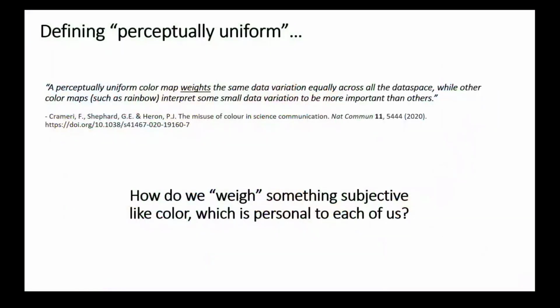So defining perceptual uniform, this is kind of tricky because color is something that's personal to each of us. For example, what I see as blue may be what you see as orange or yellow, perhaps. So how do we define perceptually uniform? The best definition I could find online, or at least one that represents the statement well, is by Fabio Crameri, who's done a lot of work in this area. And the definition states that a perceptually uniform color map weights the same data variation equally across all the data space.